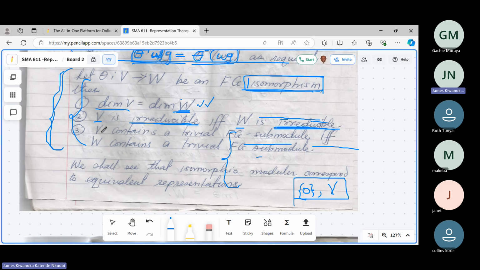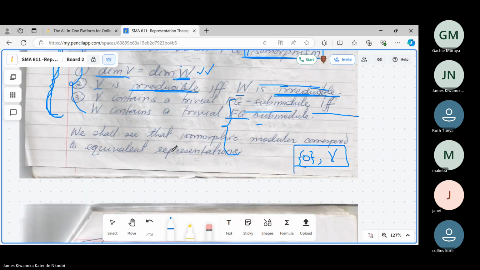And then the third one says V contains a trivial FG submodule if W contains a trivial FG submodule. So I'll leave this as an exercise. These three should be enough to keep you busy.